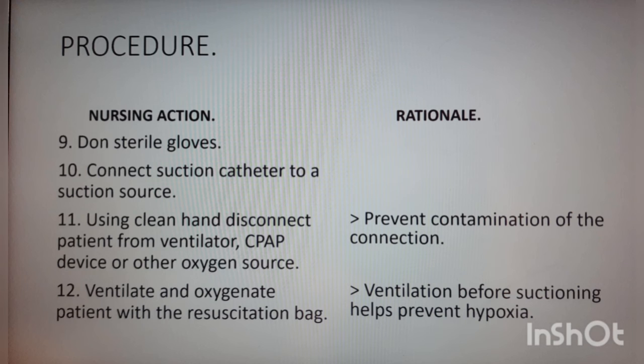Next, ventilate and oxygenate the patient with the resuscitation bag, compressing firmly and as completely as possible, approximately 4 to 5 times with the clean hand. In a spontaneously breathing patient, coordinate manual ventilation with the patient's own respiratory effort. Ventilation before suctioning helps to prevent hypoxia. Attempting to ventilate against the patient's own respiratory effort may result in high airway pressure, predisposing the patient to barotrauma.